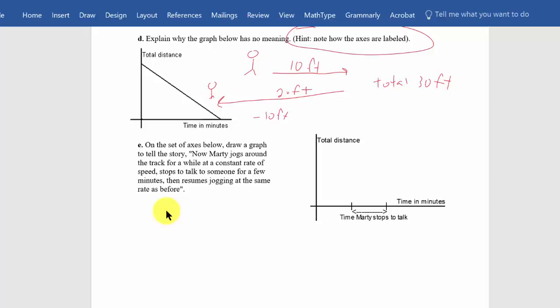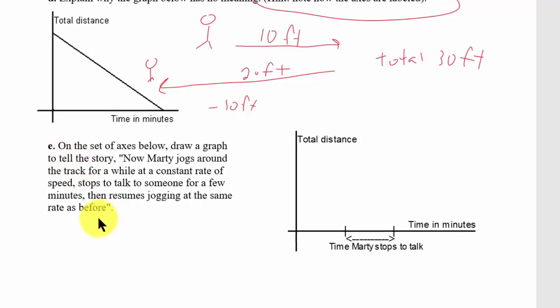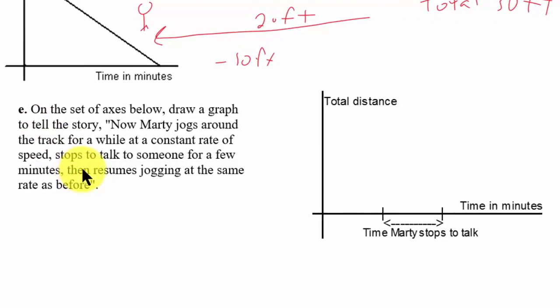This is the second video covering activity 1.1. We continue on, I believe it's page 2 of your handout, problem 1, letter E. We're given some words and we're asked to draw on the graph what's represented by the words. It says, Marty jogs around the track for a while at a constant rate of speed, stops to talk to someone for a few minutes, and then resumes jogging at the same rate as before.